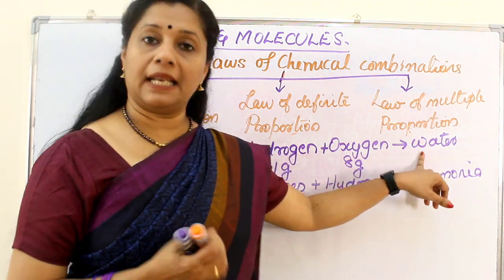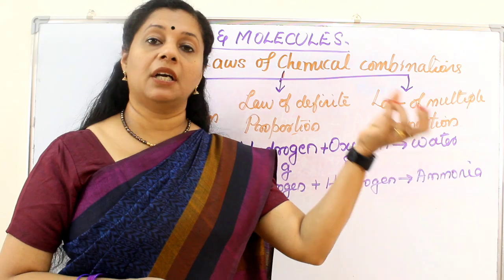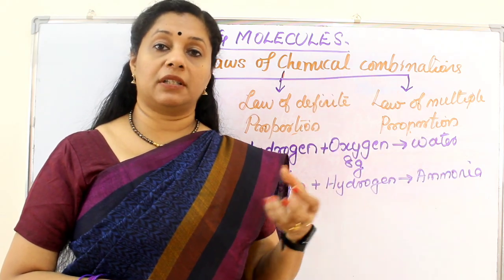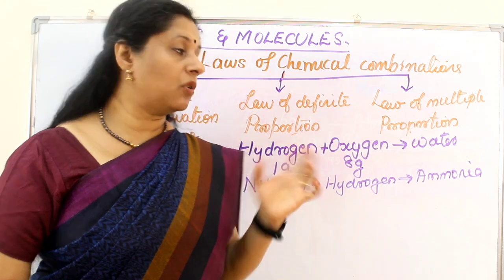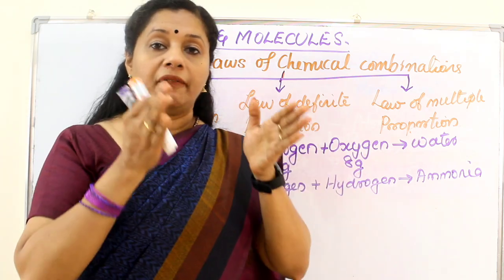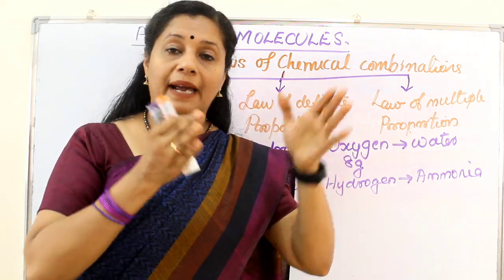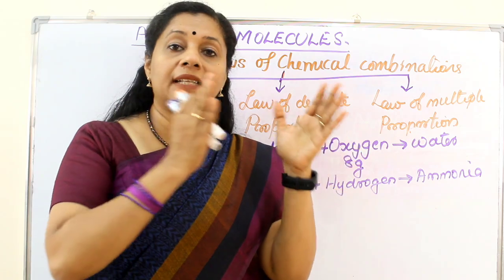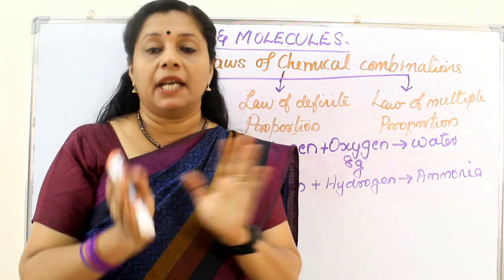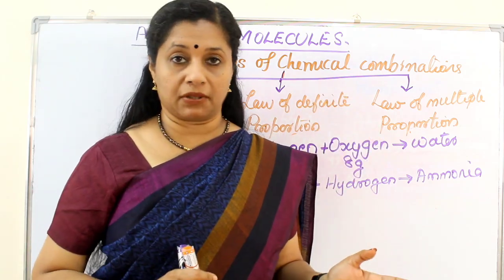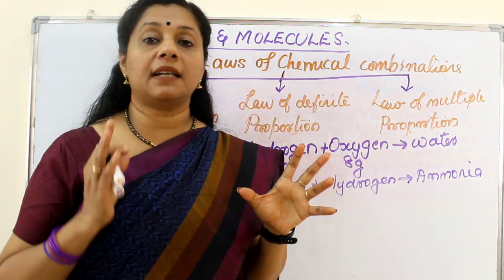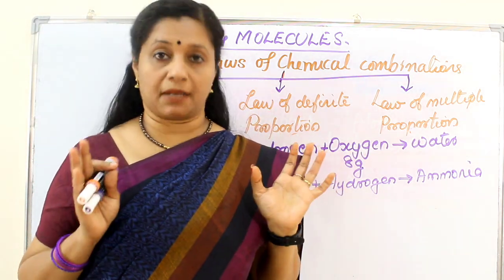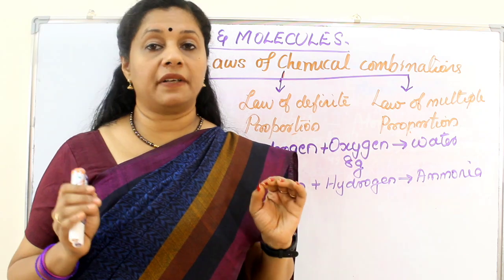So if you take any sample of water, for example seawater or tap water or rainwater or pond water, always the water molecule will have this proportion. If we want to get water, you have to add hydrogen and oxygen in the ratio 1:8 by mass. If you change the ratio, you will get another compound. Understood? The same way, if you want to get ammonia, you have to take nitrogen and hydrogen in the ratio 14:3 by mass. This is called the law of definite proportion.